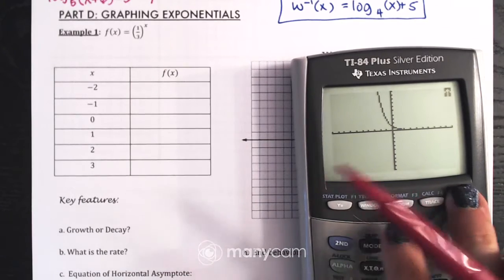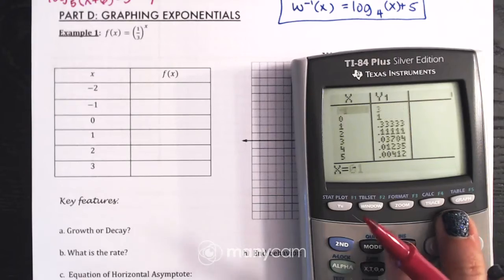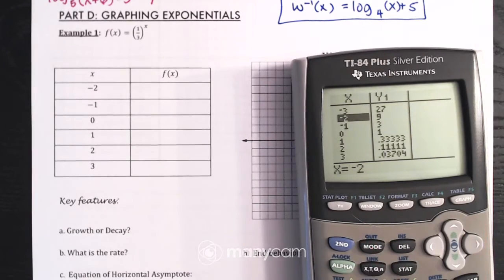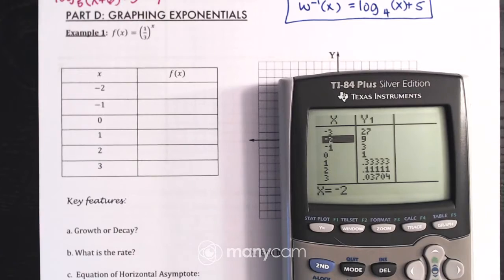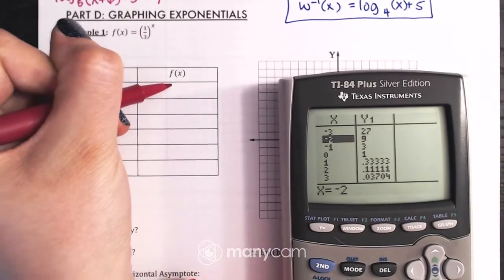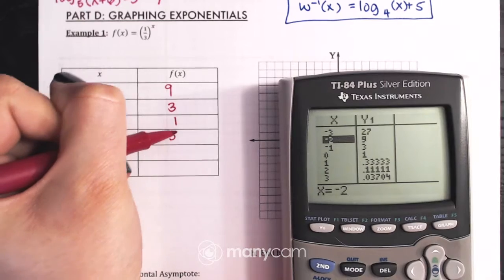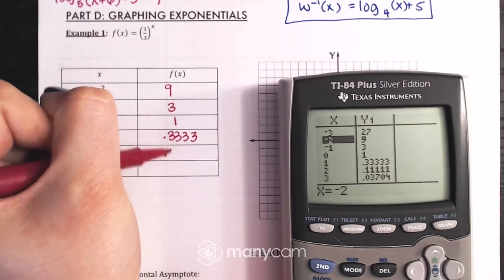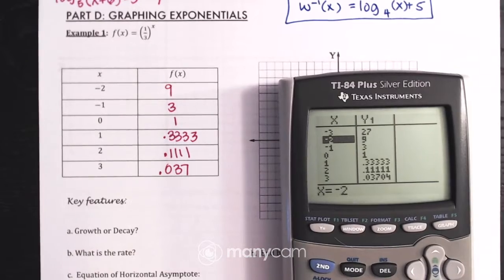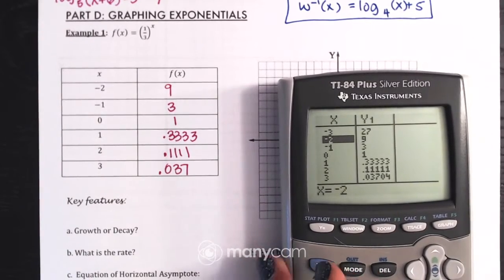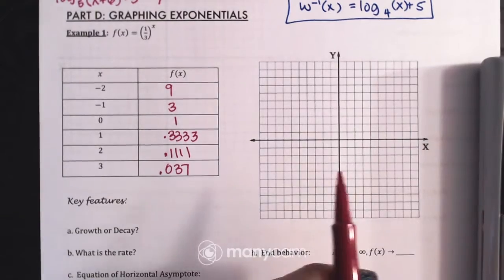I'm going to go to my table, and I want to figure out the y values, starting with -2. So I'll plug those into my table here. So I have 9, 3, 1, 0.333, 0.1111, 0.037. And then I'm going to plot each of those points. Okay, so you guys can plot them here.